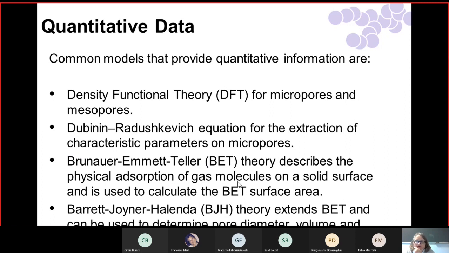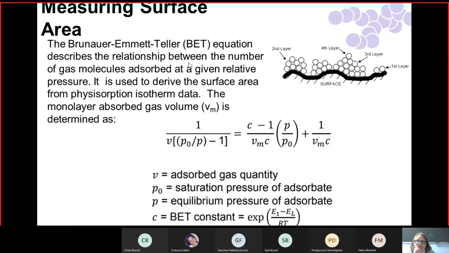Okay, so BET. The Brunauer-Emmett-Teller equation describes the relationship between the number of gas molecules adsorbed at a given relative pressure, and it's used to derive the surface area from that isotherm data. And so the monolayer, here's my surface. I start with a layer of gas that covers the entire surface. So that's the first layer. And then we add on more, but we're interested in the monolayer.